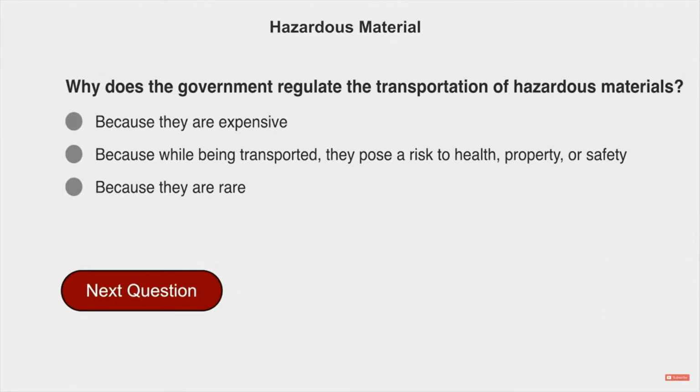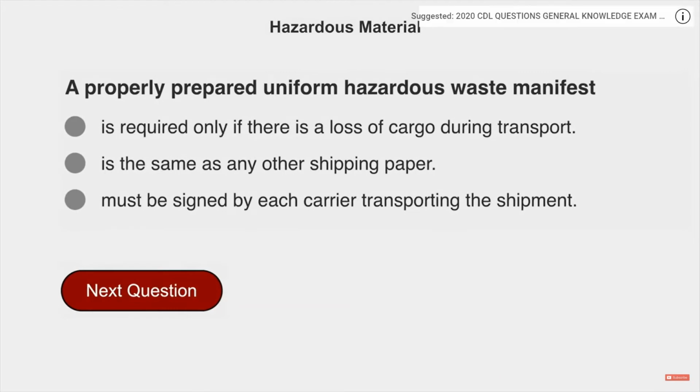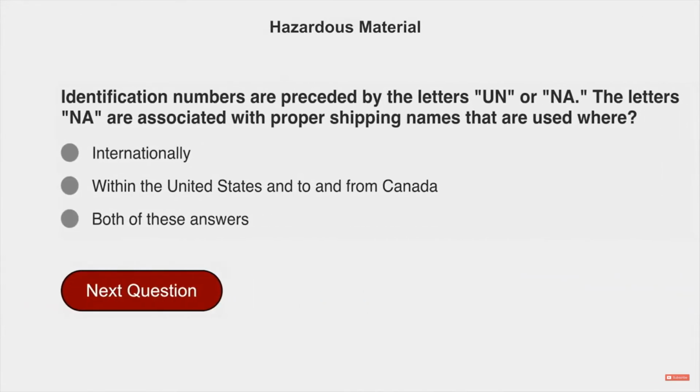Why does the government regulate the transportation of hazardous materials? Because while being transported, they pose a risk to health, property, or safety. A properly prepared uniform hazardous waste manifest must be signed by each carrier transporting the shipment. Identification numbers are preceded by the letters UN or NA. The letters NA are associated with proper shipping names that are used where? Within the United States and to and from Canada.